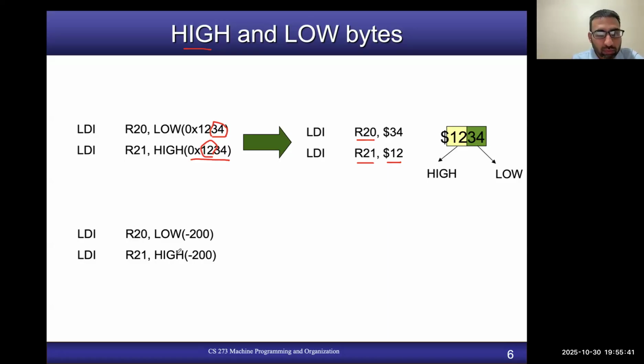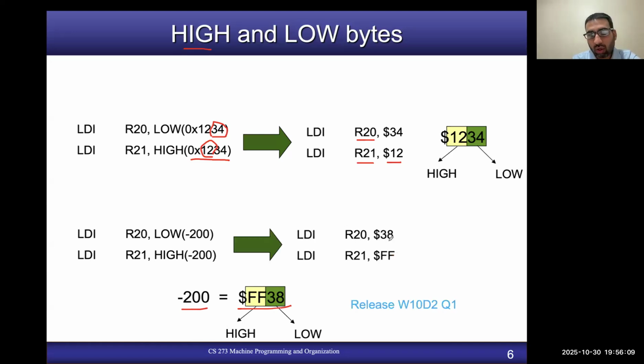Another example, let's say you write load low of minus 200 into R20, and load high of minus 200 into R21. You can first simply convert minus 200 into its 2's complement form, right? Which is equal to 0xFF38, right? So the low byte is 38, the high byte is FF. So it is equivalent to saying load 38 into R20, because 38 is the low byte, right? And load FF into R21. Any questions?